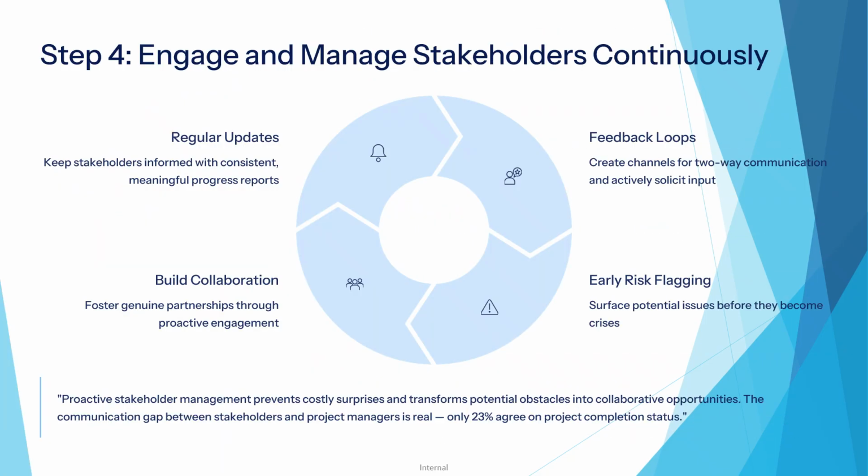The next step is engage and manage stakeholders continuously. It's not a one-time process. It's continuous improvement, continuous communication, and regular updates. Keep stakeholders informed with consistent, meaningful progress reports. Build collaboration. Foster genuine partnership through proactive engagement. Feedback loops create channels of two-way communication. Early risk flagging: what are the risks involved? Proactive stakeholder management prevents costly surprises and potential obstacles, and opens collaborative opportunities. The communication gap between stakeholders and project managers is real. That is important to communicate.